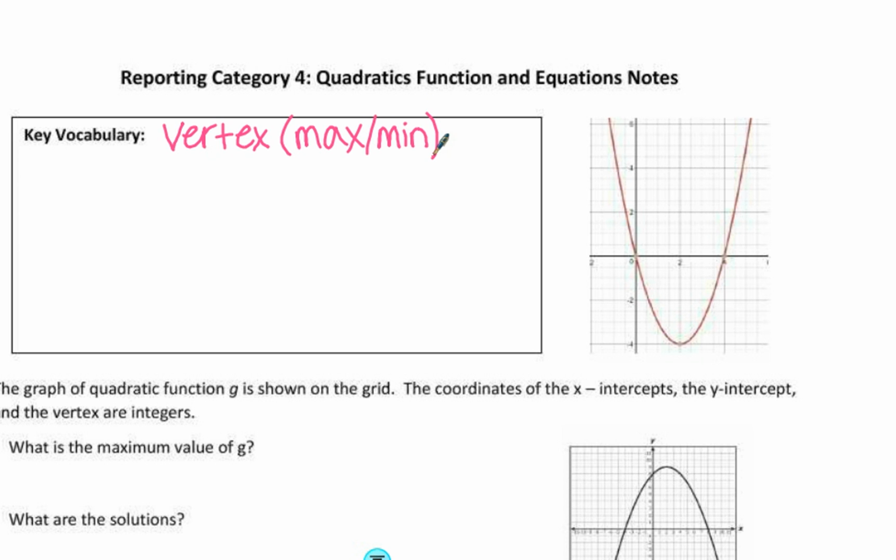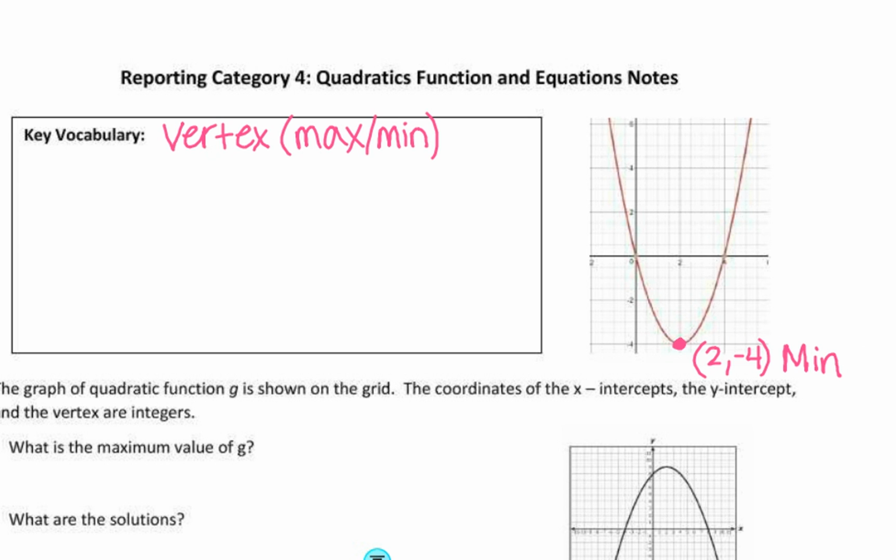So if you want to look over here at this graph to the right here, this guy would be my vertex, and that's at the point (2, -4), and that would be considered a minimum. All right, that is the lowest point of our graph there.